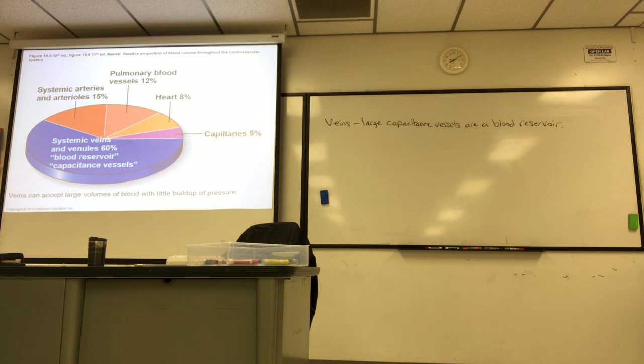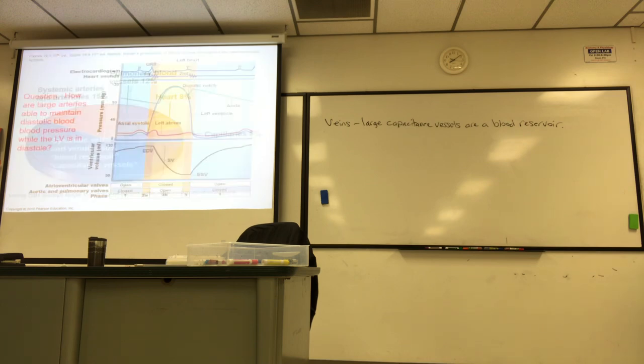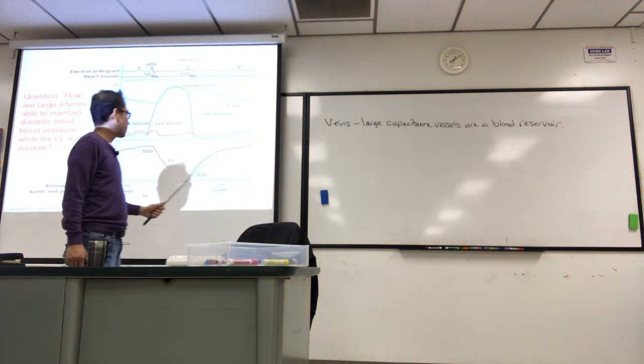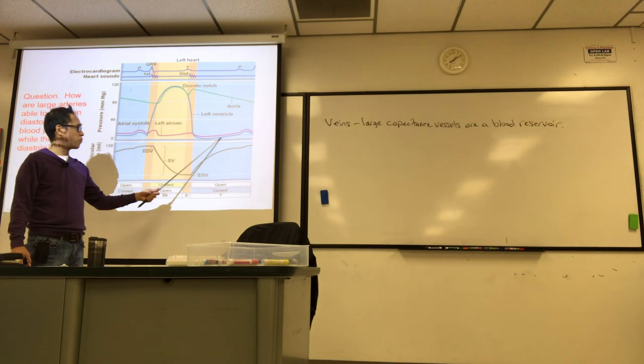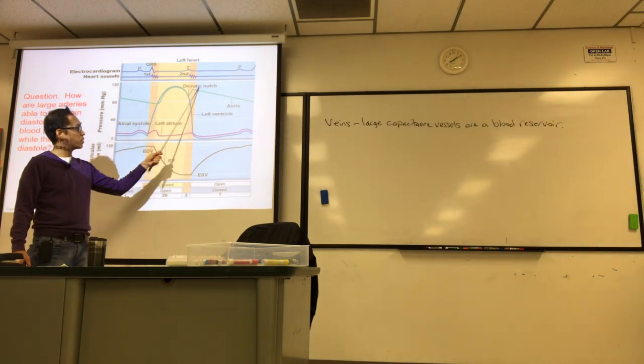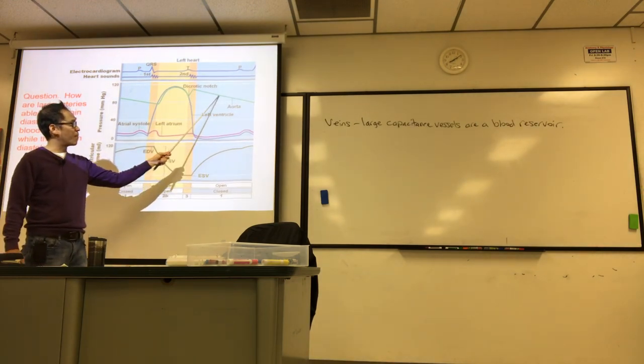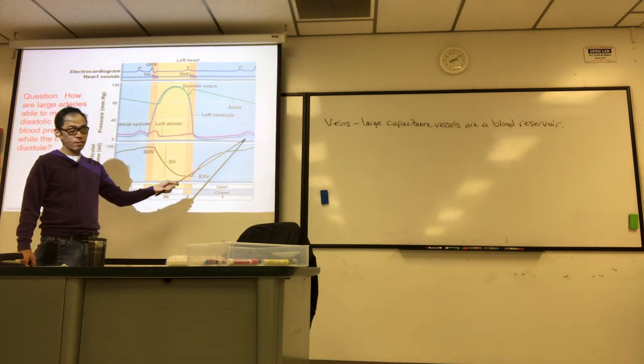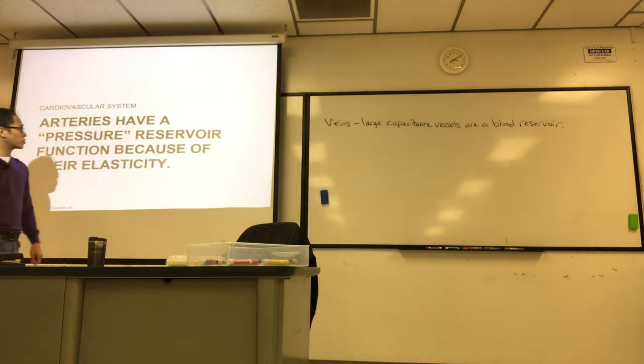So one key thing I mentioned about the arteries, the elastic recoil thing, I want to emphasize it again on this slide by asking this question. How are large arteries able to maintain the diastolic blood pressure when the LV is in diastole? So I show you this figure, because when the heart's in diastole, it's not providing any pressure to push blood forwards all the way, the pressure's already down here, but the arterial pressure stays really high. It's dropping because blood is flowing away from the heart, but it's clearly not way down here. So again, it's the whole pressure reservoir thing.